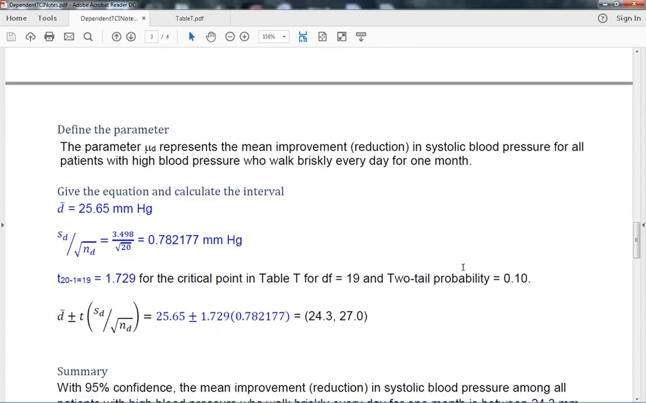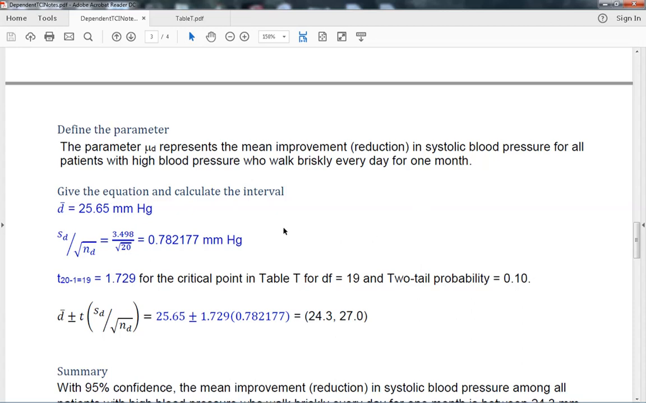So let's go back through our steps. Let's define our parameter, which, μ sub d, is going to represent the mean improvement, or how much the systolic blood pressure is reduced, for all patients with high blood pressure who could walk briskly every day for 30 minutes for 1 month. Next, give your values and calculations.